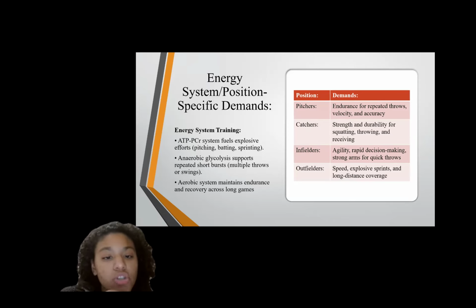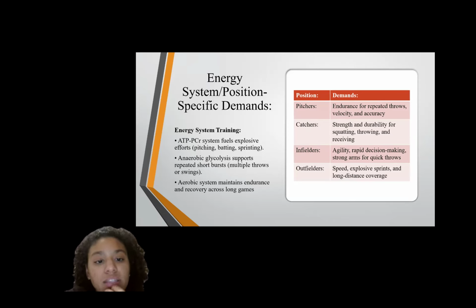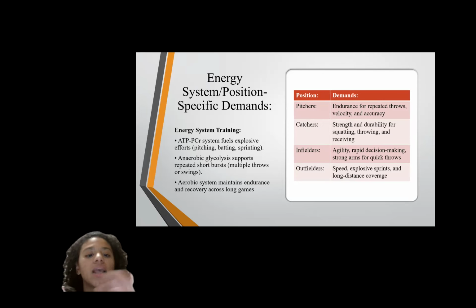Moving on, we have energy systems and position-specific demands. For energy systems within baseball, the ATP and PCr systems fuel explosive efforts like pitching, batting, and sprinting. Anaerobic glycolysis supports repeated short bursts of multiple throws, swings, or sprints at a time. And then we have the aerobic system, which maintains endurance and recovery across long games.